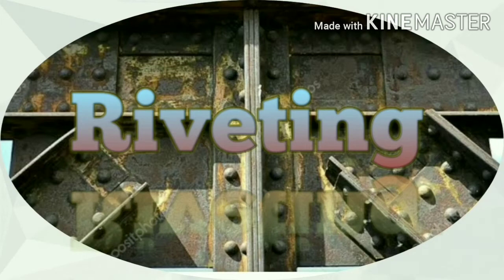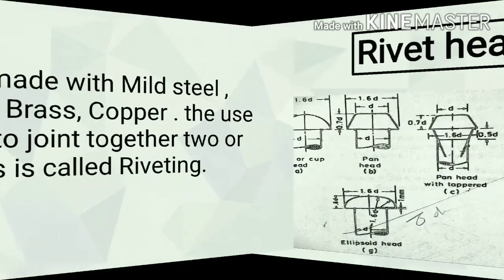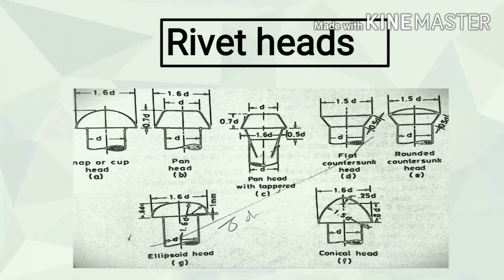Riveting. Rivets are made of mild steel, aluminium, brass, copper. The use of rivets to join two or more plates together is called riveting. You can see in this picture many types of rivet heads are available.